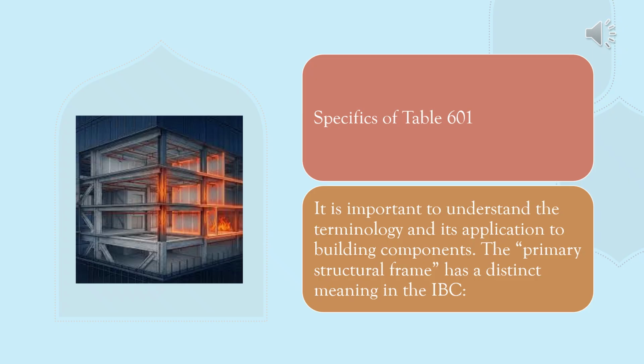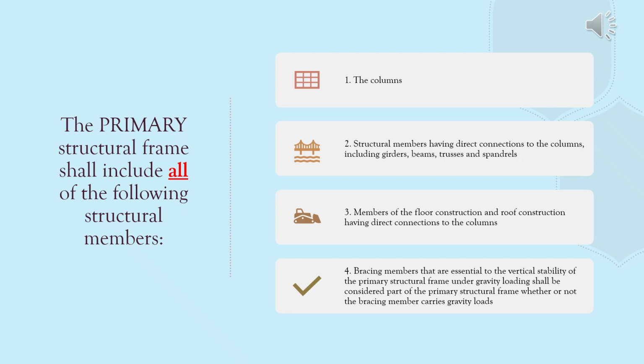It's important to understand the terminology and its application to building components. The primary structural frame has a distinct meaning in the IBC. The primary structural frame shall include all of the following structural elements. You can't leave any of these out. Number 1 is the columns.